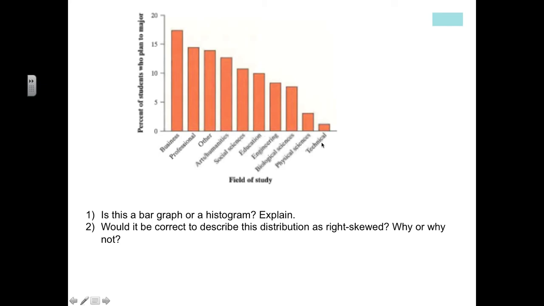I feel like the biggest way to see that is these are categories here. So for sure, categorical data, it can't be a histogram. It's a bar graph. Would it be correct to describe this distribution as right skewed? Why or why not? No, it's not right skewed. It's categorical data. It's not quantitative. So you can't describe the distribution the same with categorical as we do quantitative. So we would not be able to say that this is right skewed. You would never talk about a skew for categorical data. Okay, and that's it with this video.